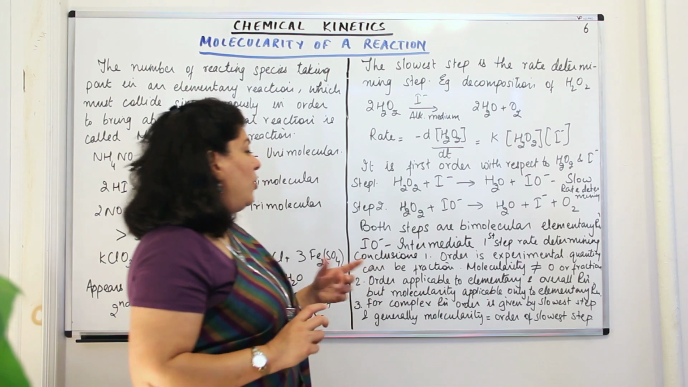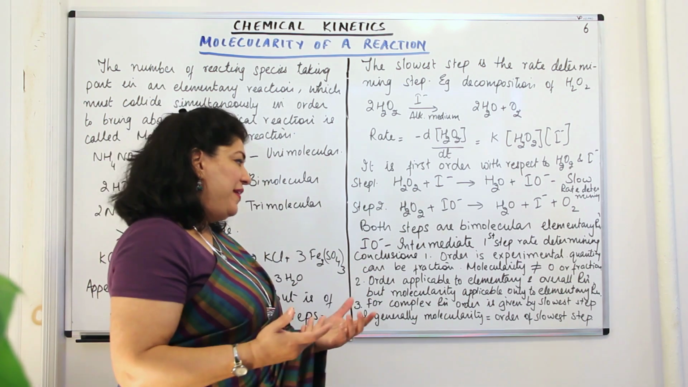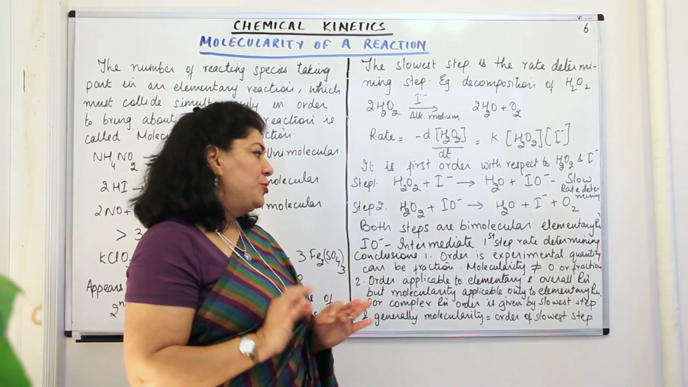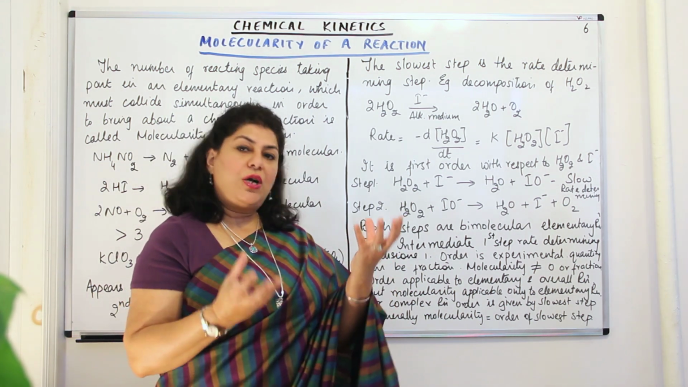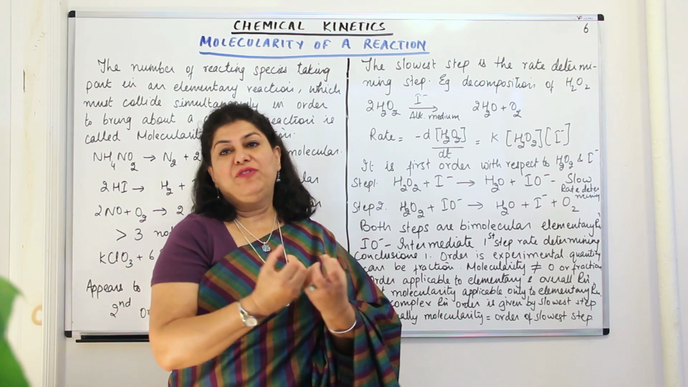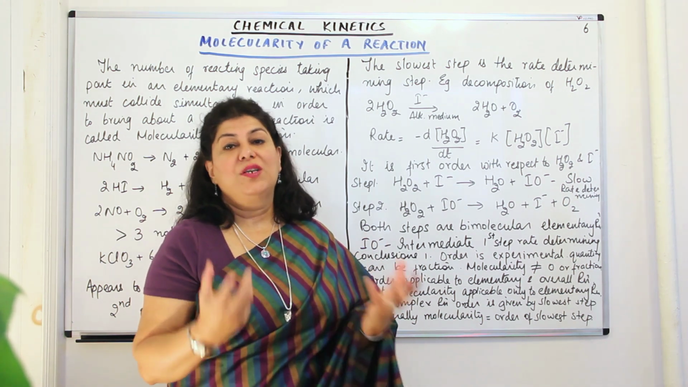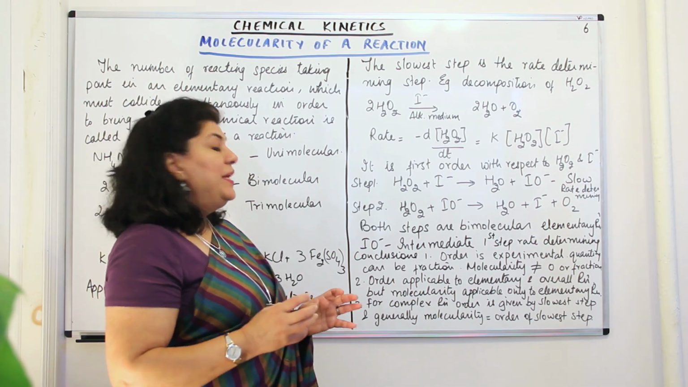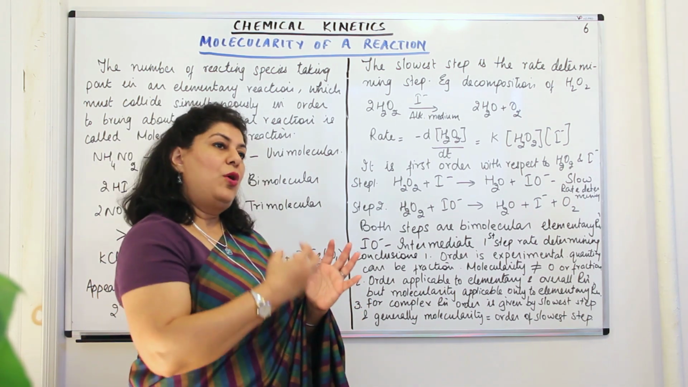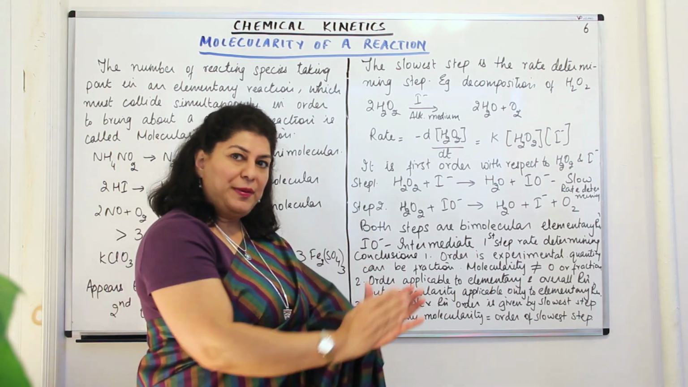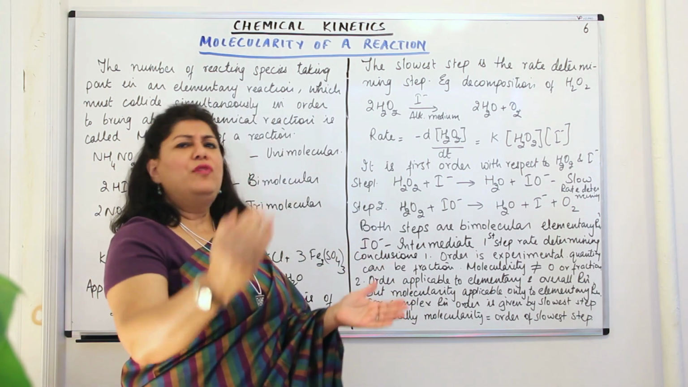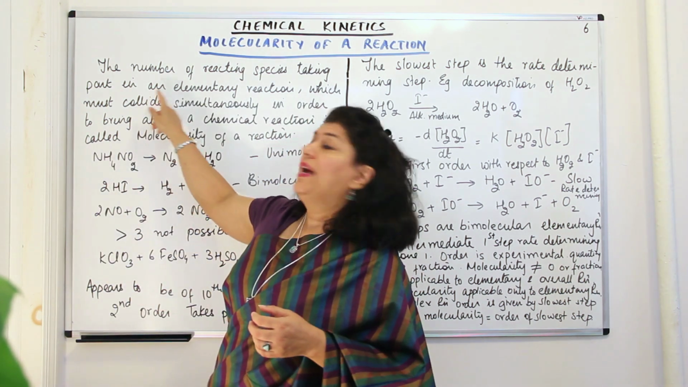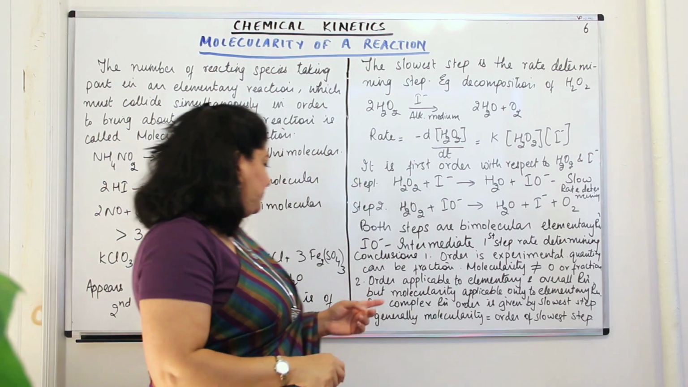So what do we understand? Order is an experimental quantity, it can be a fraction. Molecularity can never be equal to 0 or fractional. The number of molecules are always whole entities, so they have to be whole. Molecularity is always a whole number. The order is applicable to elementary and overall reaction. You can calculate the order of a reaction for elementary reactions and for an overall reaction also. But molecularity is applicable only to elementary reactions.